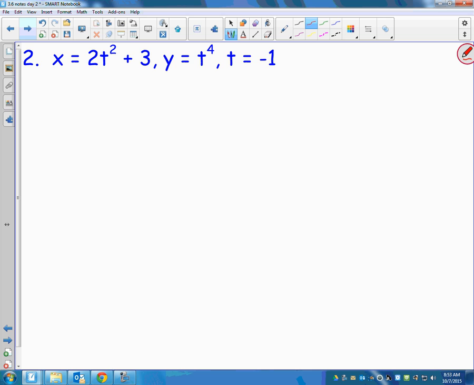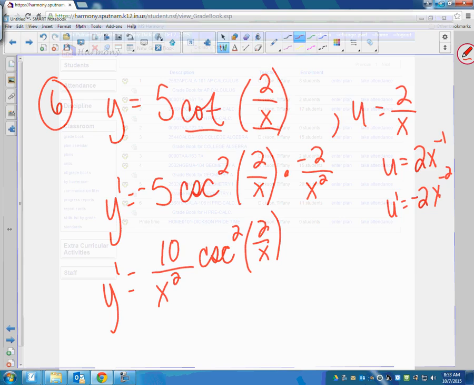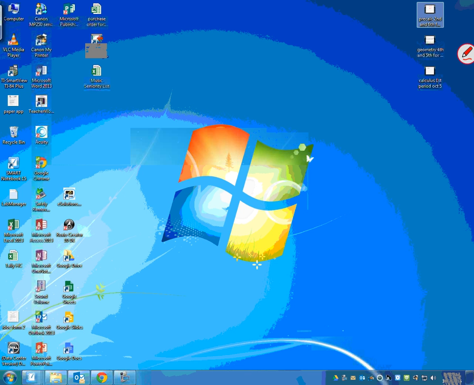Okay, everybody write this down. And then when you get it done, compare with your neighbor and see if you agree or disagree.